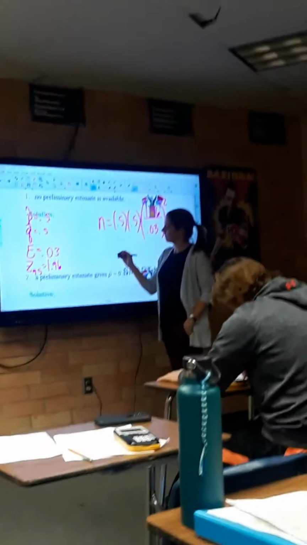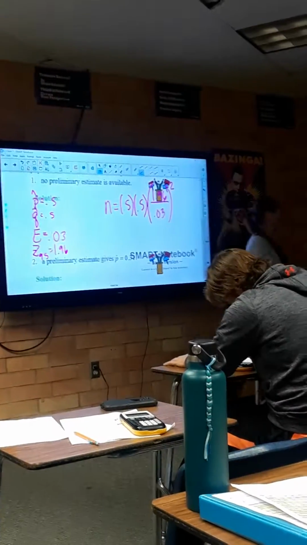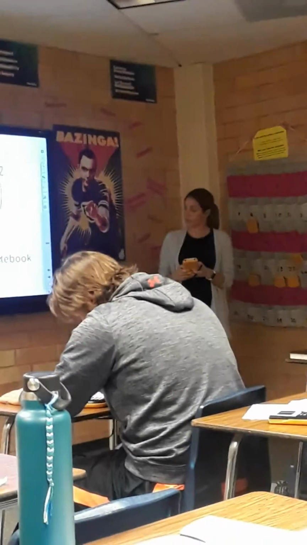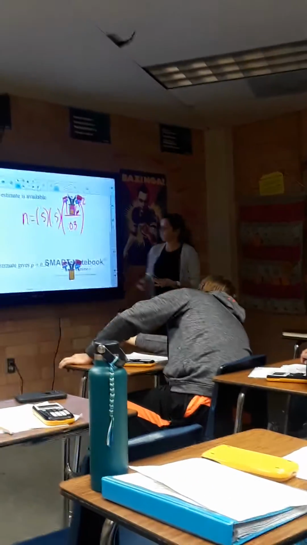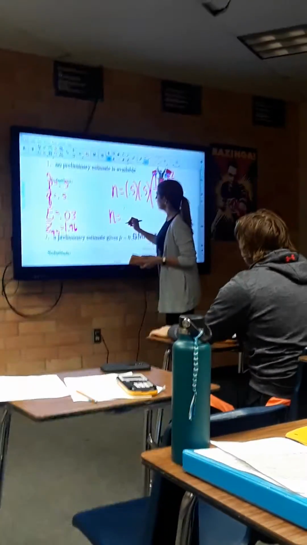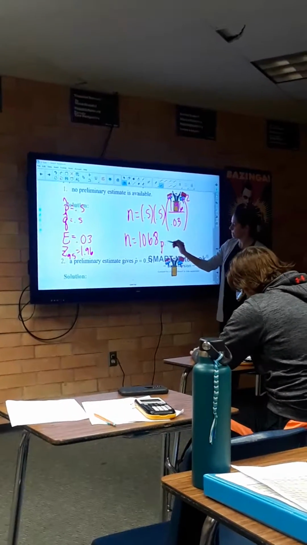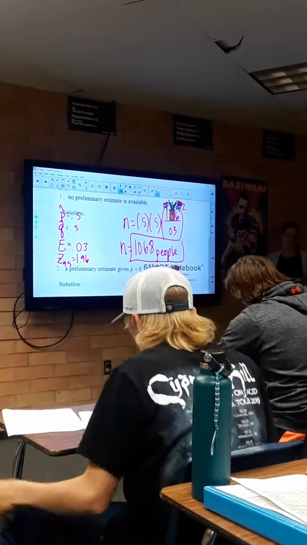I got 1067.11. That's what I got. Did you get that too? On the calculator, 1.96 divided by 0.03, enter, squared, enter, then times 0.5 times 0.5. But it's people, right? So it's 1068. I just wanted to check you. That seemed kind of high, but I think I'm remembering the 6.4 notes and not 6.3.